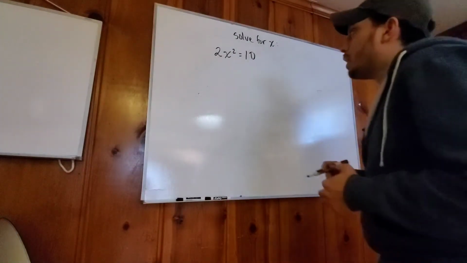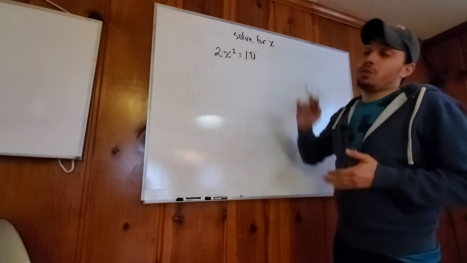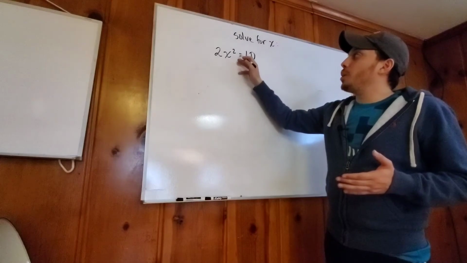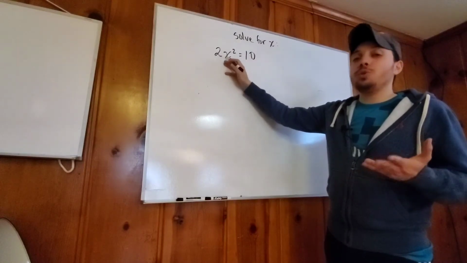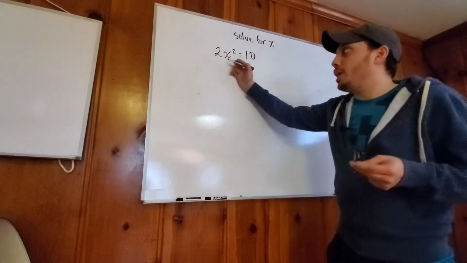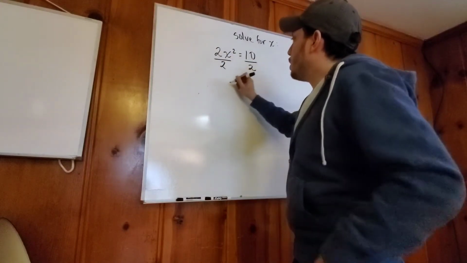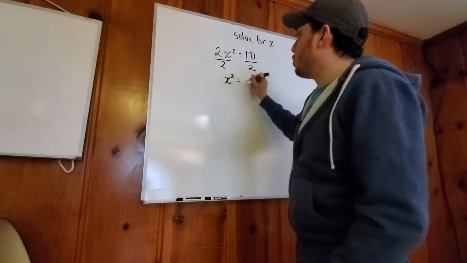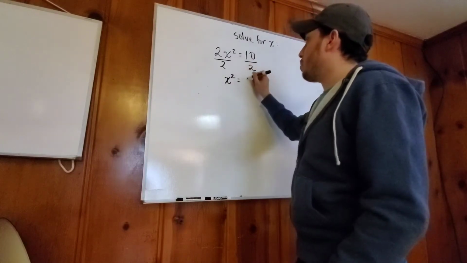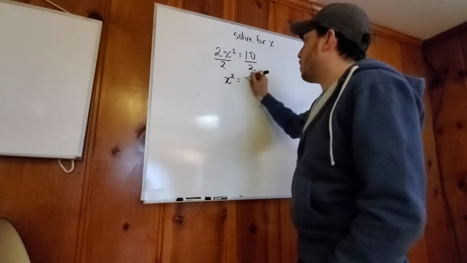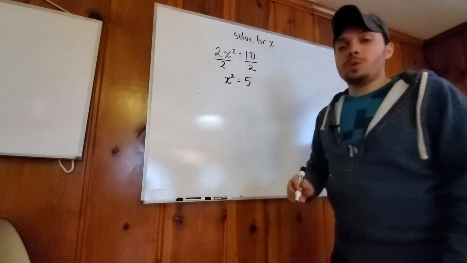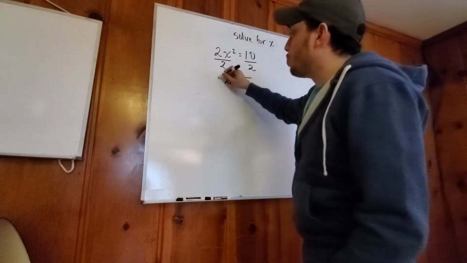Okay, so second example, again, solve for x. 2x squared equals 10. What is the 2 doing to the x? It's multiplying it, so we have to divide both sides. And so x squared would be equal to 10 divided by 2, which is 5. So x squared equals 5. Now we have to square root both sides.